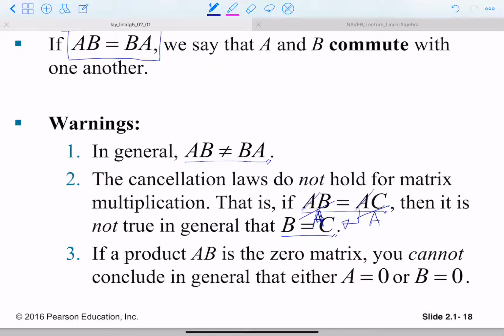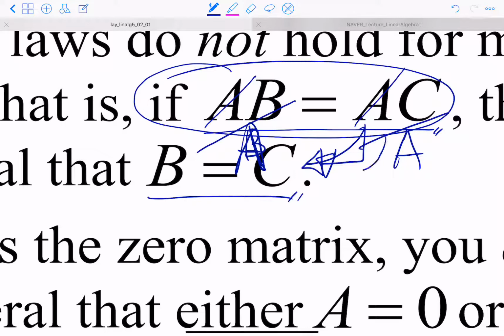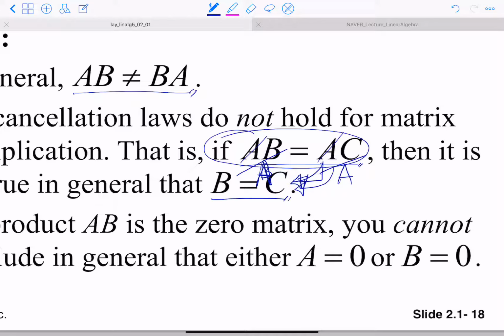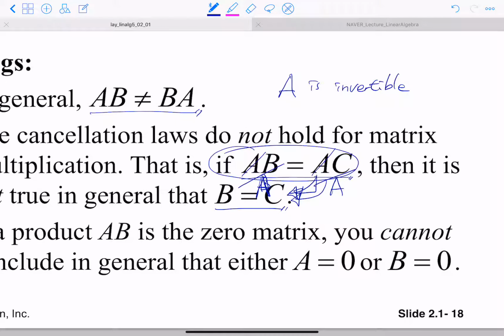But we will see the case where this is true, or the condition under which this relationship is satisfied. In other words, when is this kind of relationship true? That's only when the matrix A is an invertible matrix. We will heavily study the inverse of a matrix very soon, and we will see this property in more detail.